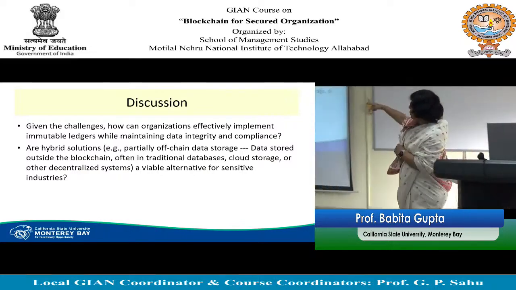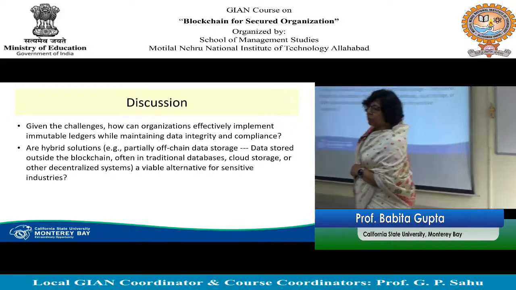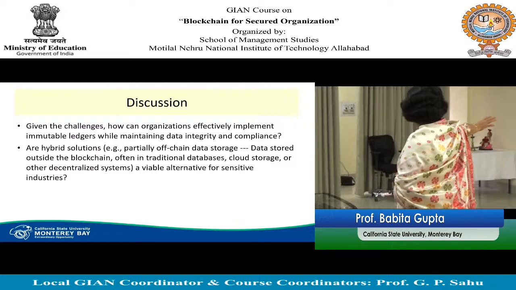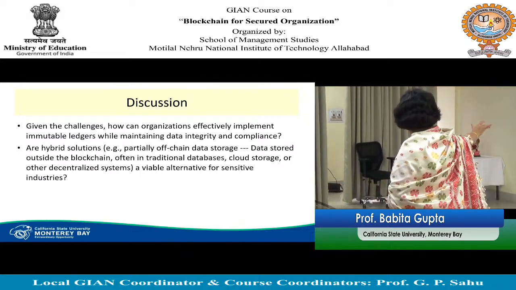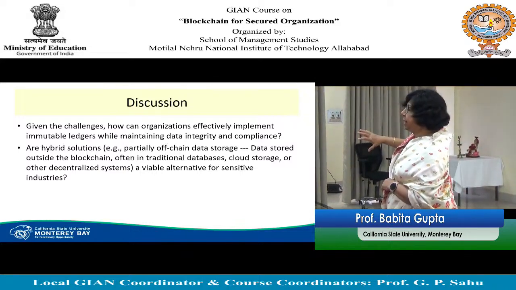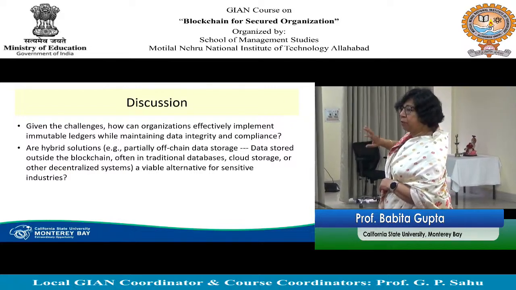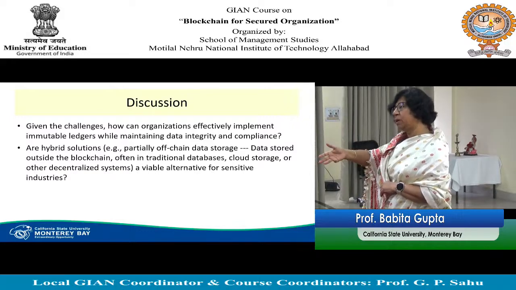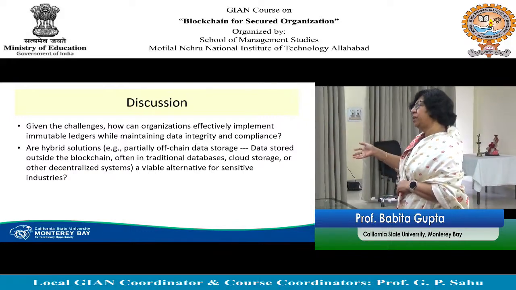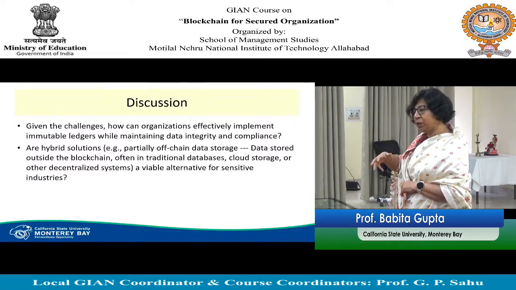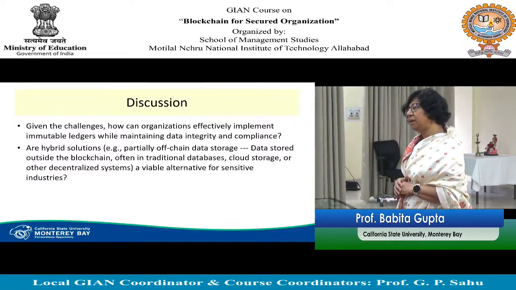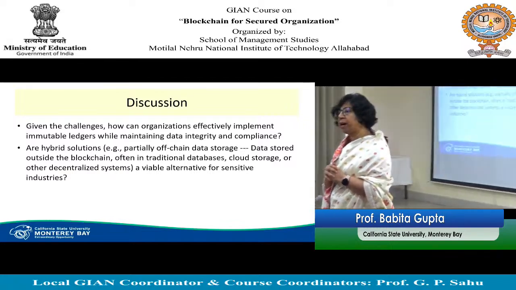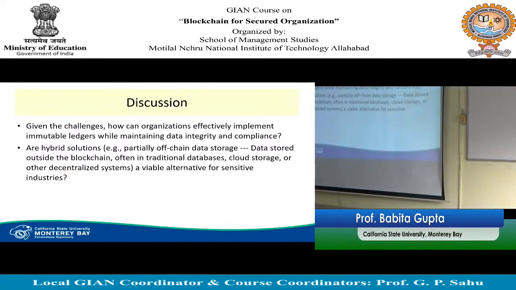What you can do is combine discussion questions 1 and 2 in your answer. The second part is about the hybrid solution, where partially the data is off blockchain and part of it is on blockchain. Think about your particular organization: what kind of data should be offline and what kind of data should be on blockchain? Let's have a discussion, and I would like to hear from at least 4 or 5 groups about their thoughts. Okay?